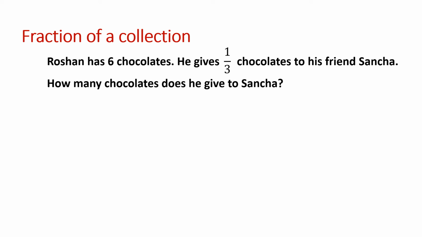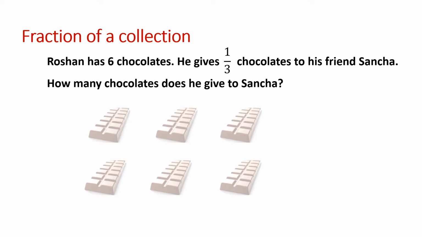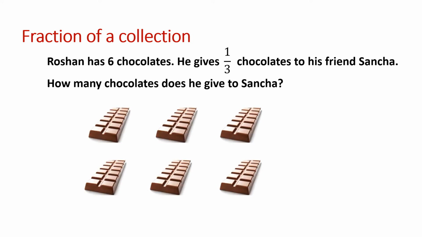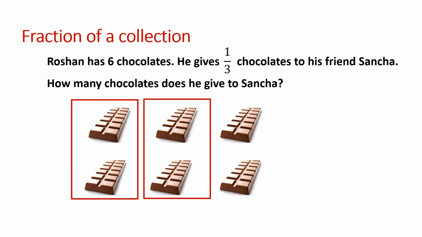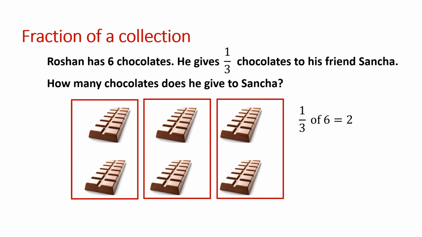For finding this, first we have to divide 6 chocolates into 3 equal parts. As you can see in the picture, there are 6 chocolates and we have to make them into 3 equal parts. In one part we can take 2 chocolates. So now we got 1, 2 and 3 equal parts.